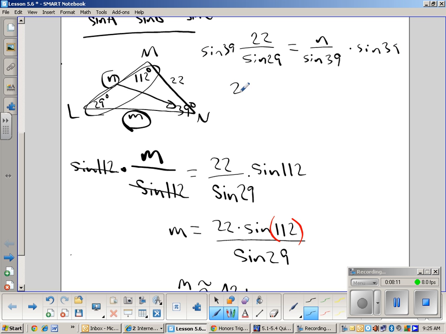And so I'm going to say 22 times sine 39 over sine 29. And again, if that's in parentheses, you have to end it before you divide. Now listen carefully this time as you tell me the correct answer. 28.6, does anybody agree with that?